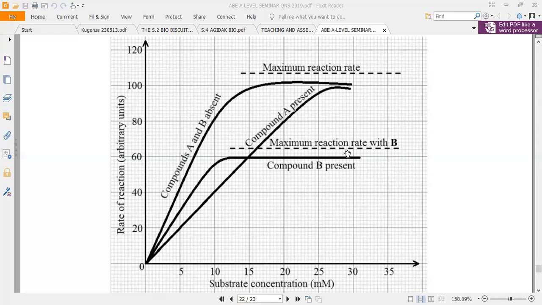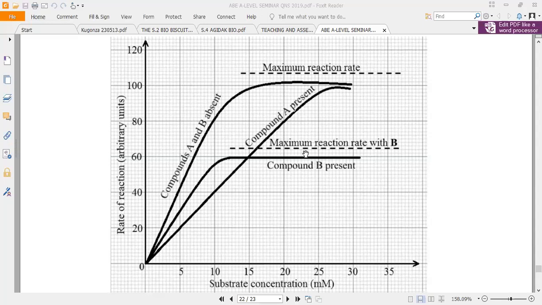Jonathan is asking, what is an enzyme inhibitor? Now, this one must be senior five. Those of you in senior five who don't know what enzyme inhibitors are, just for now, follow through the discussion. We're just going to see how this graph can be answered. Later, you'll even learn what inhibitors are.